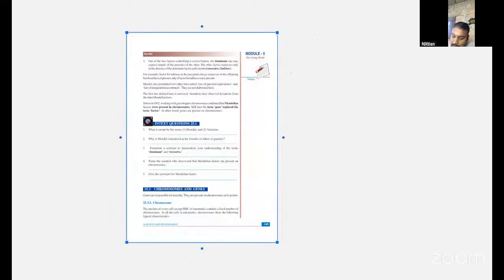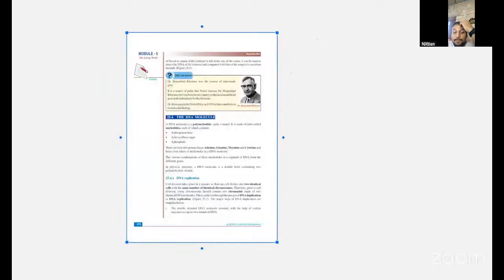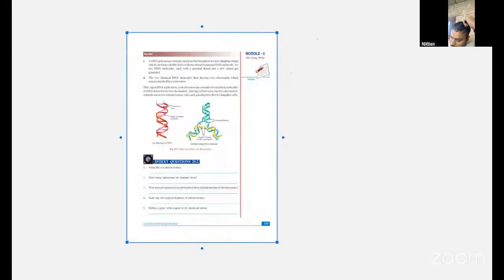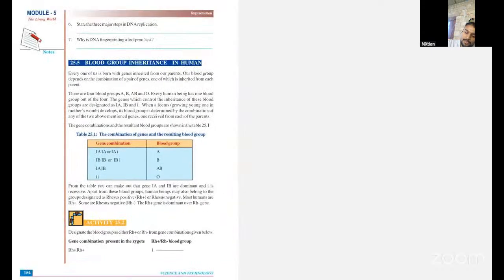So we learned about the blood group table. Now we will learn how this blood group is defined. Okay, how is blood group defined? So everyone, please pay attention.